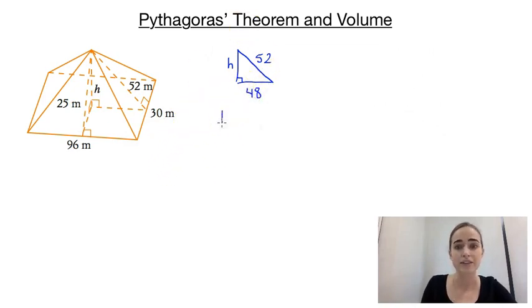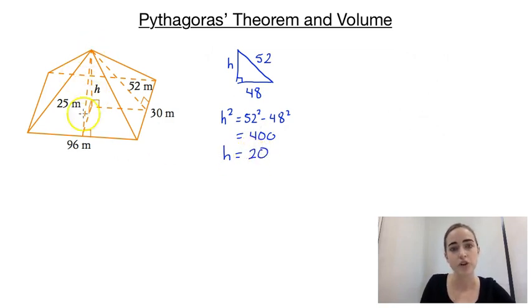And then we can use Pythagoras' theorem. So we're going to have h squared equals 52 squared minus 48 squared, which would give us 400. And then if we take the square root of 400, that's going to find us h. So h would be 20. Now if we'd chosen to do the other triangle instead, we still would have h as our height. Our slant height here would be 25.